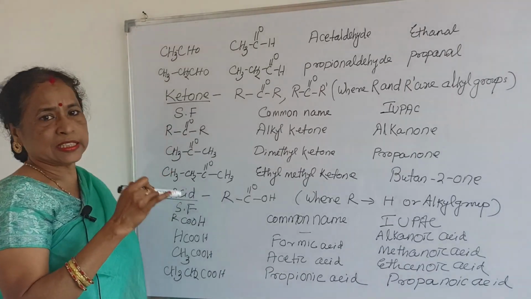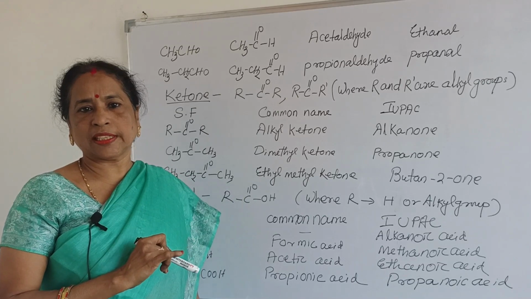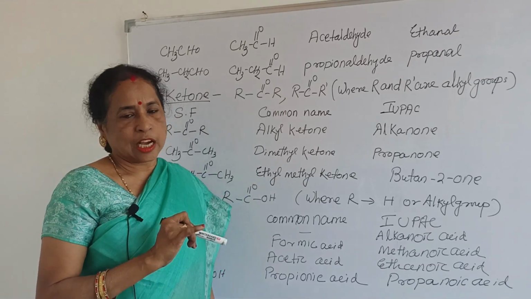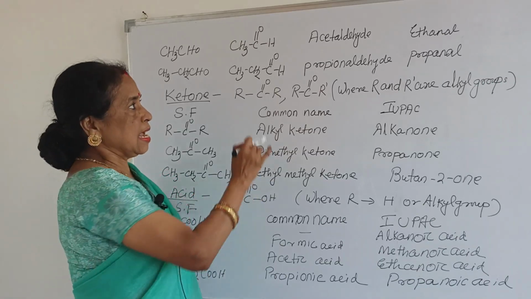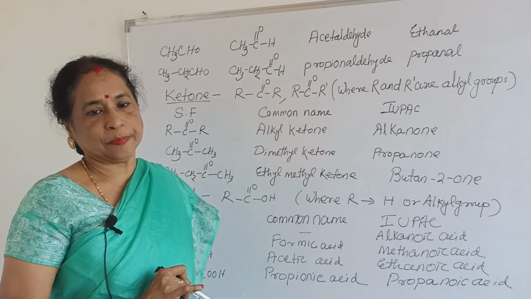You can see the difference between alcohol and aldehyde by IUPAC name. Alcohol is known as alkanol by IUPAC name, whereas aldehyde is known as alkanal by IUPAC name.